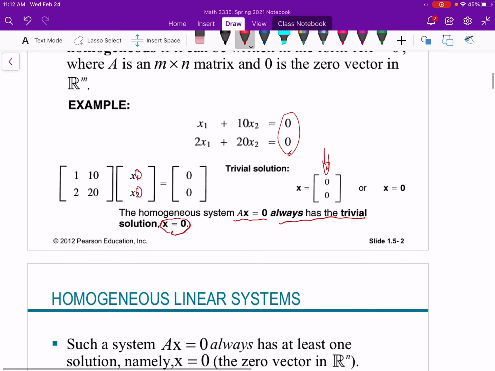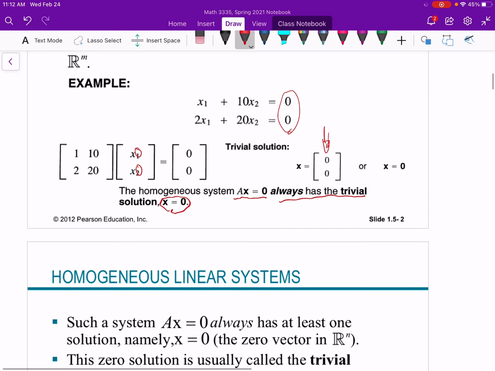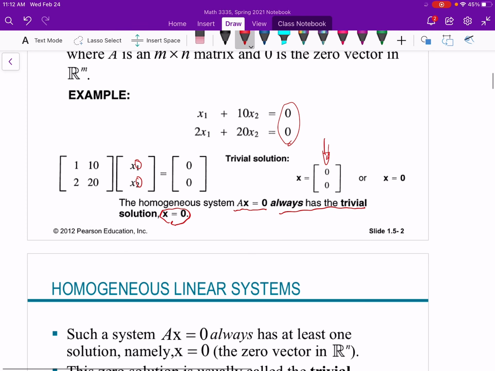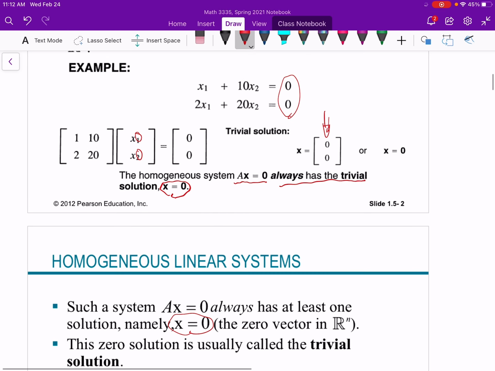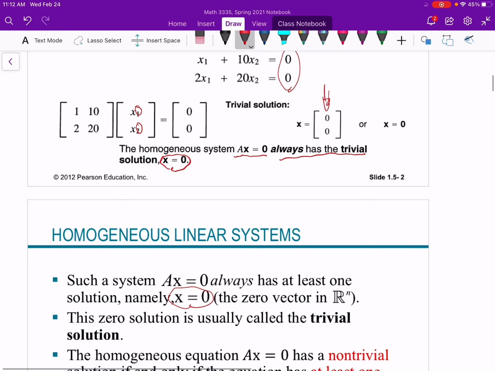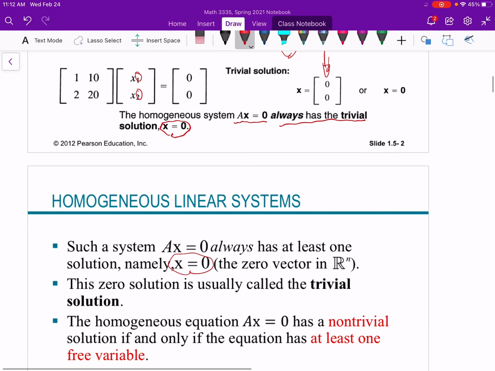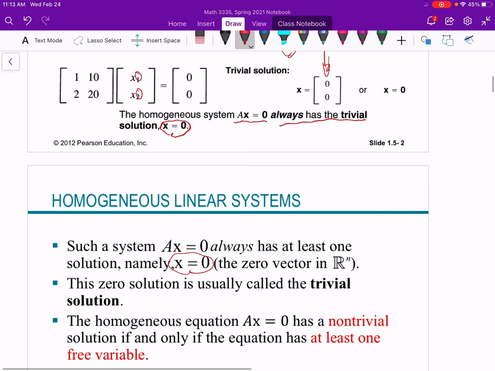All right, let's look at that. In such a system, Ax = 0 always has at least one solution, which is mainly what? x = 0. This zero solution is usually called the trivial solution, and any homogeneous equation Ax = 0 has a non-trivial solution if and only if the equation has at least one free variable. As you can tell, if you have a free variable, then you will have infinitely many solutions.